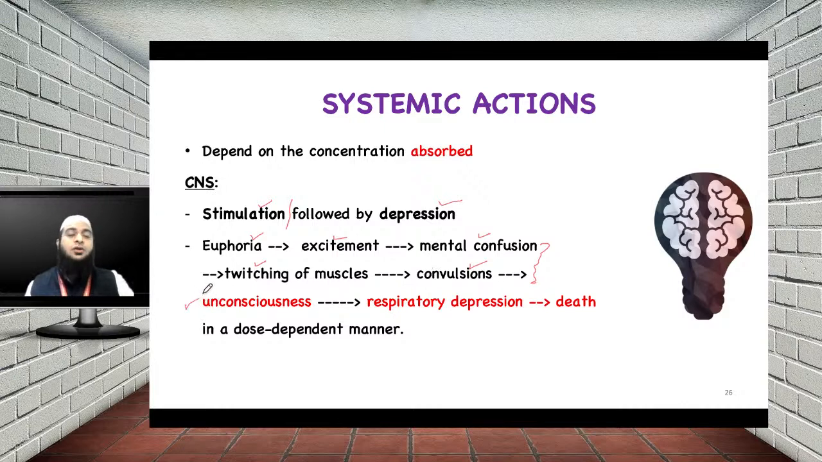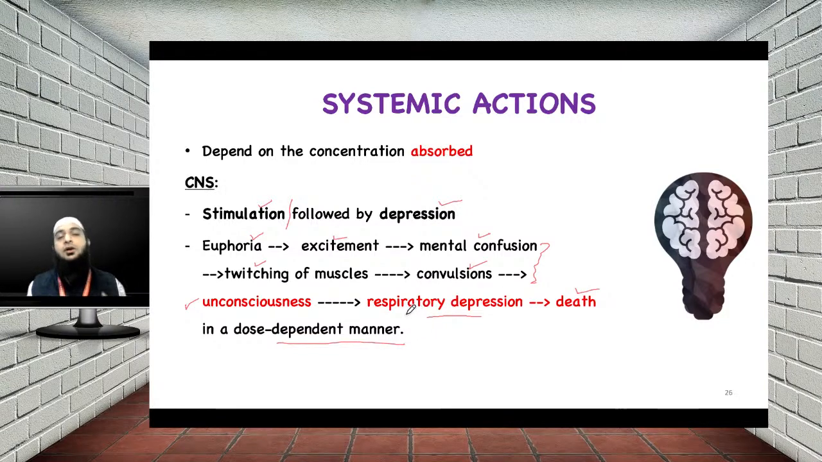And we know that unconsciousness is one of the highest grades of CNS inhibition: sedation, hypnosis, then general anesthesia, that is unconsciousness, and the last stage is the death of the patient. So unconsciousness may happen, and it may also lead to respiratory depression. If a very high dose of local anesthetic is given, then the CNS depression may reach the extent where the patient may die. So death in a dose-dependent manner is also possible with local anesthetics.